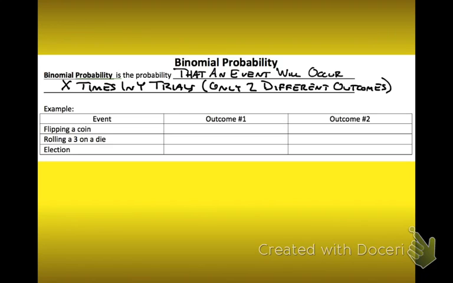So, for example, what I mean by that, if you're flipping a coin, outcome 1 would be something like heads, and outcome 2 would have to be the only other thing that can happen, which is tails. Rolling a 3 on a die. Well, there's 2 things that can happen, really. You can roll a 3, or you can roll any other number. So basically, being successful would be rolling a 3, and being not successful would be rolling anything else. A 1, 2, 4, 5, or 6.